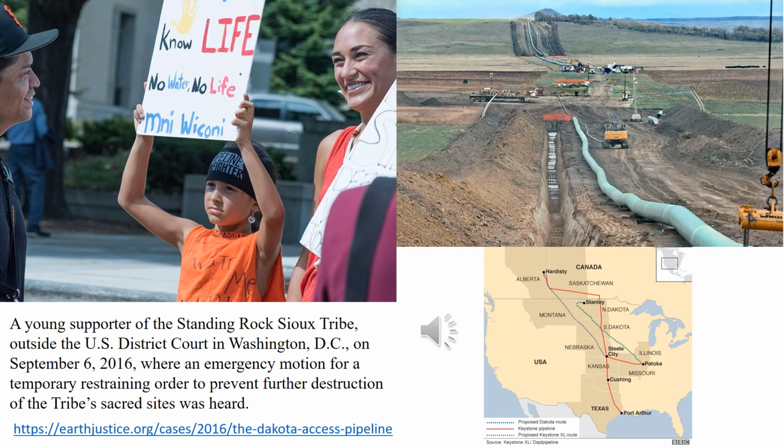Another way to take action is to protest, like this young supporter of the Standing Rock Sioux tribe, who is protesting to prevent further destruction of the tribe's sacred sites. This is related to the very controversial Dakota Access Pipeline.